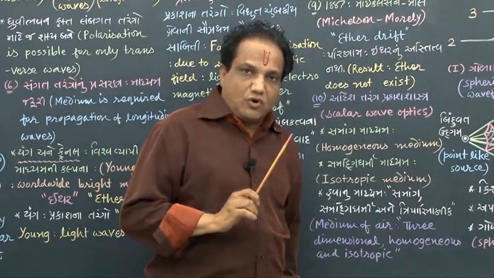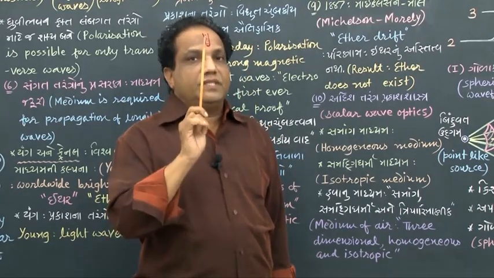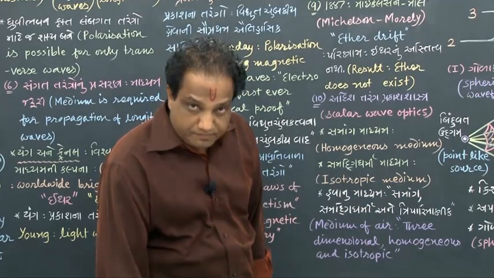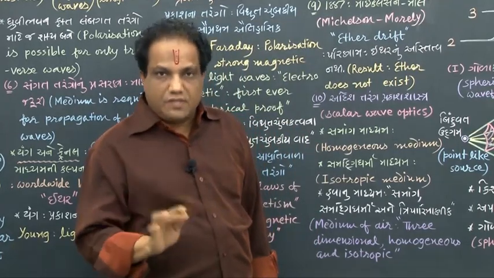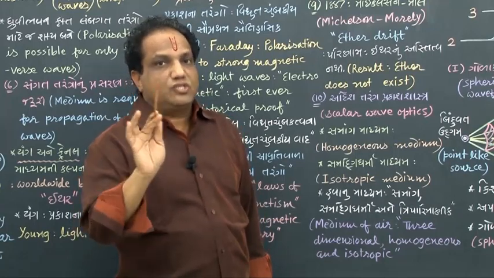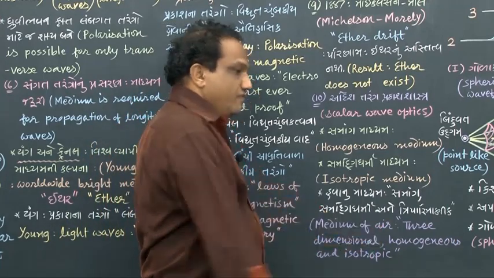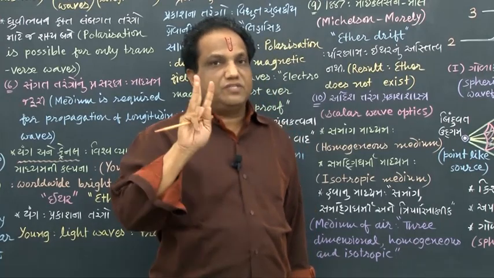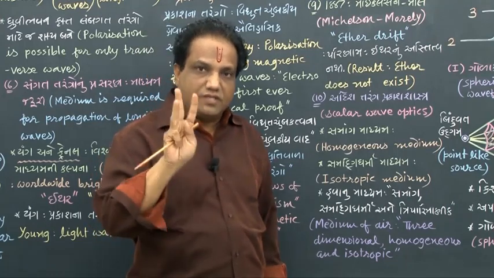If a given physical quantity is the same in all the directions in a given medium, then that medium is called an isotropic medium. I repeat, if a given physical quantity is the same in all the directions in a given medium, then that medium is called an isotropic medium. Fine. The medium of air we will consider from now onwards to be homogeneous, isotropic, and always 3-dimensional.